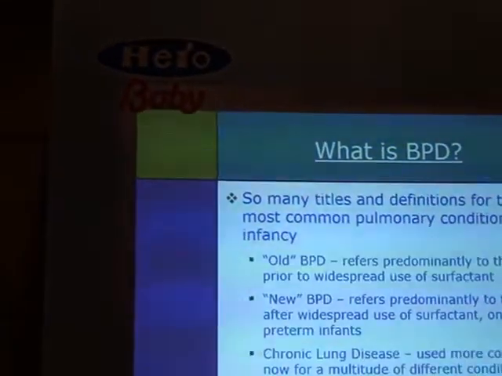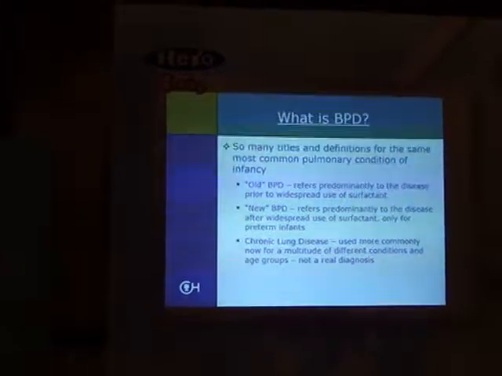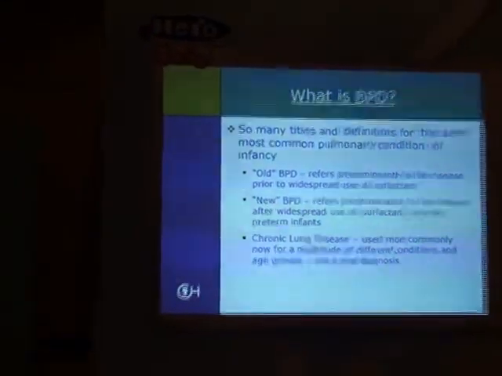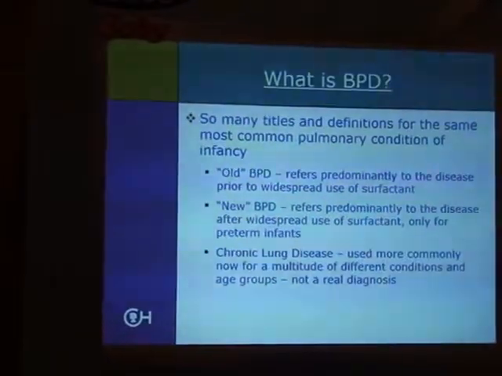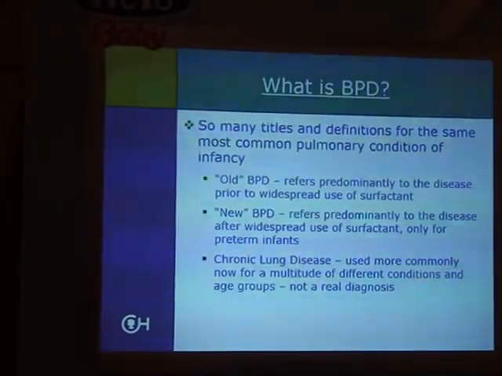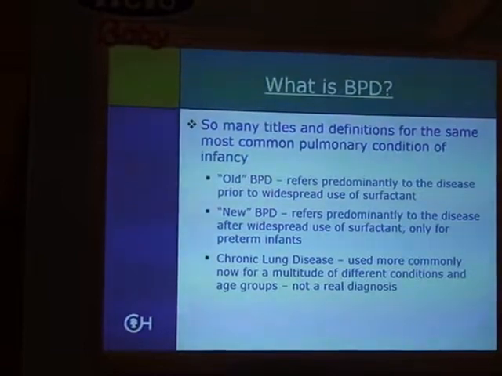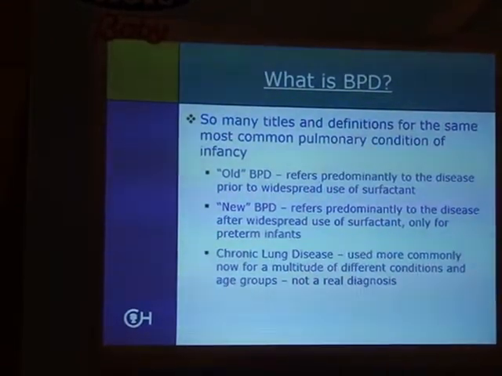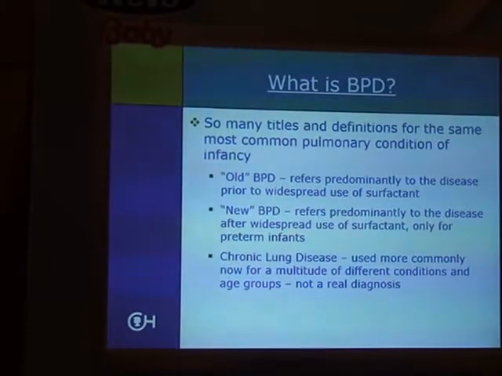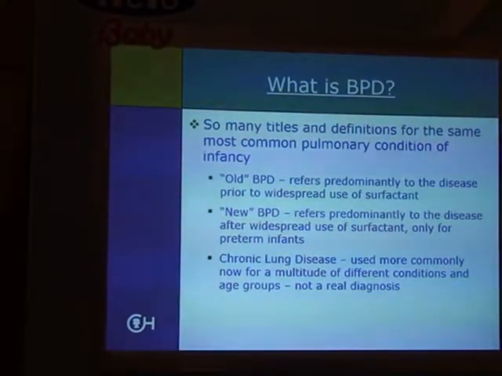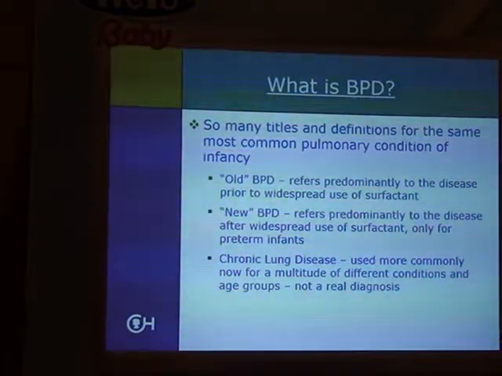Brian had already really talked about BPD and the old BPD and the new BPD and how we really define those. And chronic lung disease, we talk about BPD and then we talk about chronic lung disease and what is that. And to us, at CHOP, and for me going forward with this talk, just so that we're on the same page, our new BPD is pretty much after our surfactant use. Chronic lung disease is kind of like that middle time frame when we don't quite meet the age requirements yet to get that BPD diagnosis, but we know we're not normal. There's something going on with our lungs.